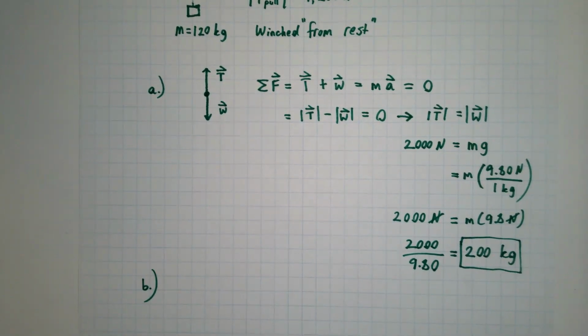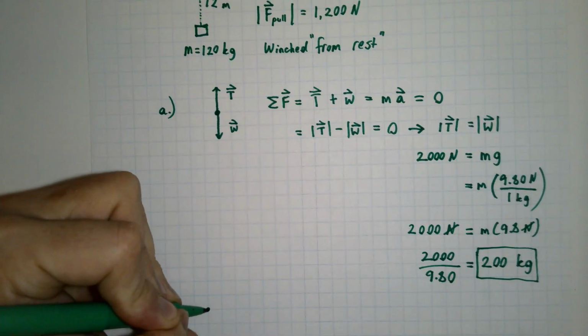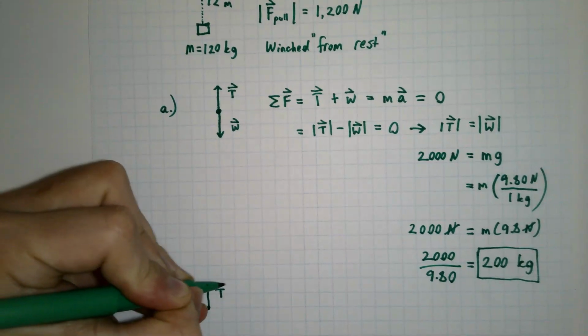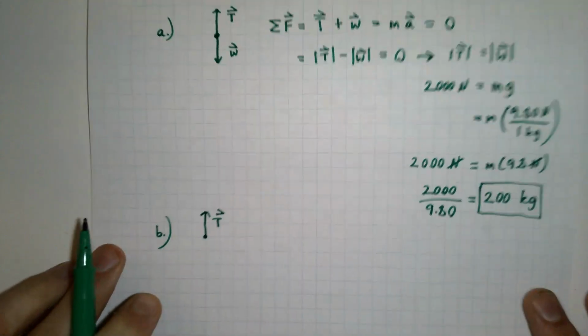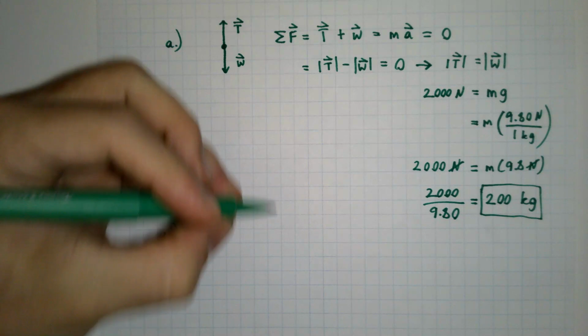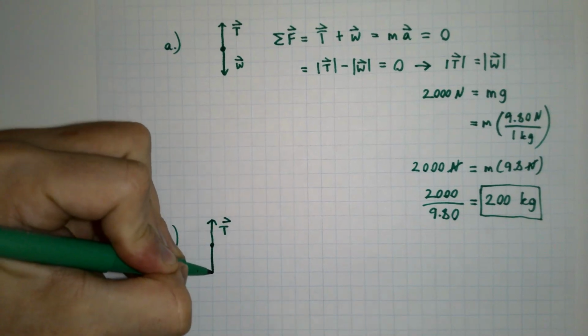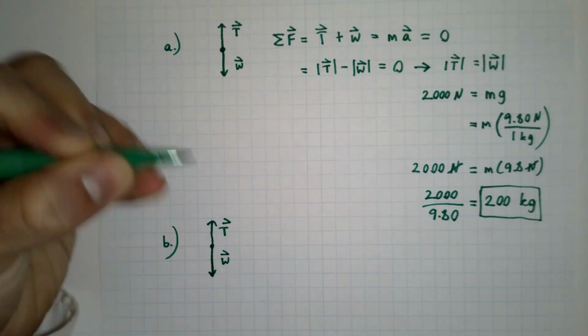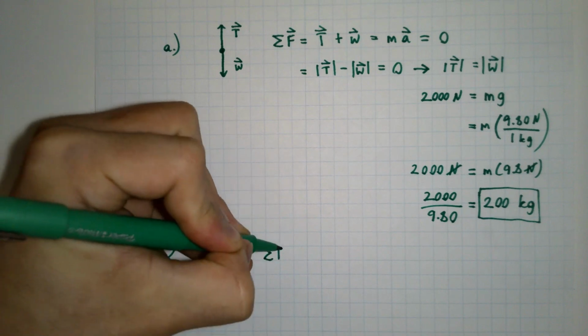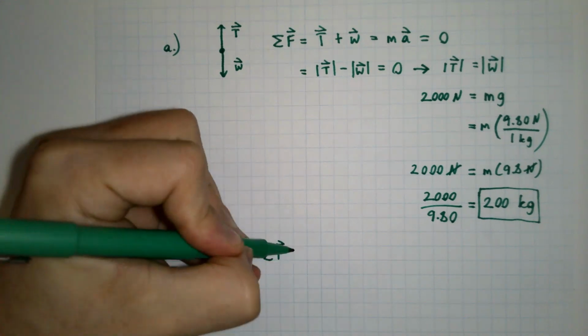Now for part B, we're asked if it were to apply a force of 1,200 newtons, what is the rescuer and victim's acceleration? We'll draw a free body diagram again. So here, our force upwards, our tension force, is pulling up, that's the cable, and then we have the weight down. We do our sum of the forces again.